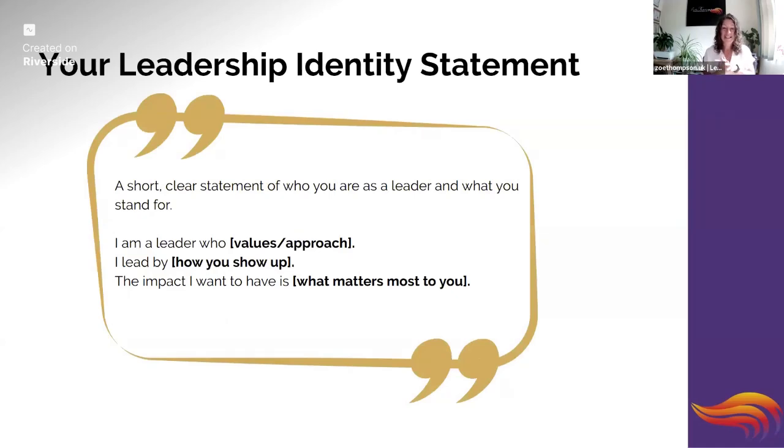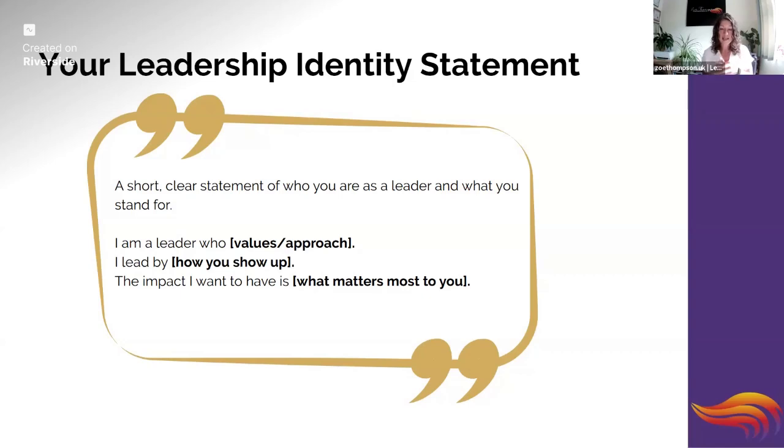The next stage is to complete your leadership identity statement. This is a short, clear statement of who you are as a leader and what you stand for. And once this is completed, I want you to put this somewhere where you can see it, somewhere that is visible for you. It will be private to you. You might choose to share it with others. I want you to put it somewhere where it is visible.